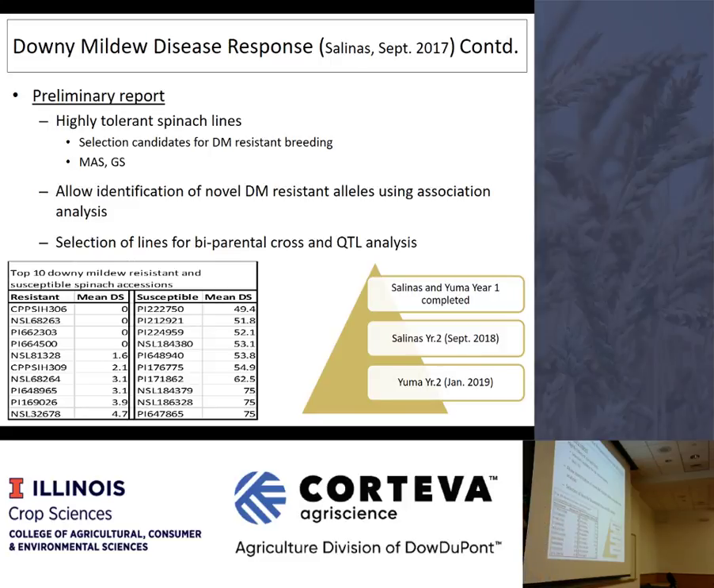A number of tolerant lines were identified, and I present here the top 10 resistant lines. These lines will be used to create a biparental population and conduct a QTL analysis in the future. And also these lines will be used to conduct association analysis and identify QTLs or alleles that are associated with downy mildew resistance in field conditions.